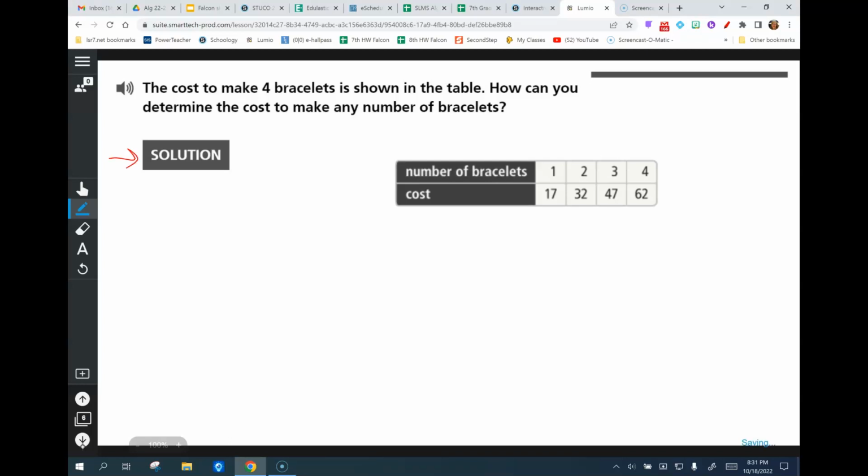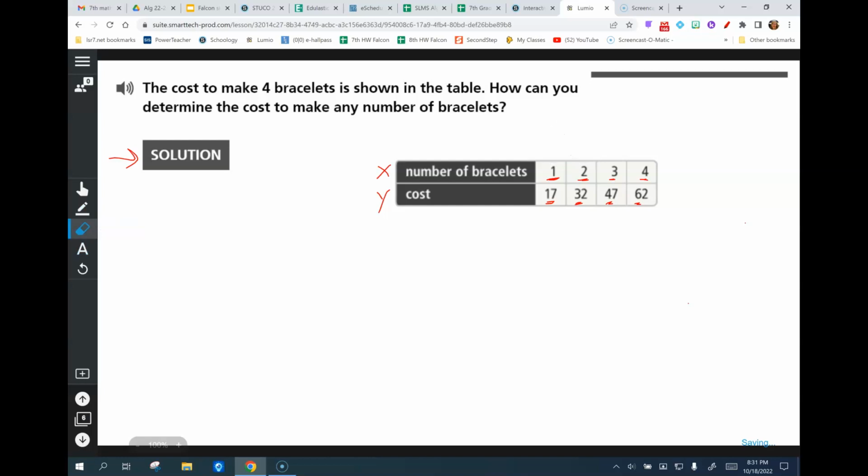The cost to make 4 bracelets is shown in the table. How can you determine the cost to make any number of bracelets? For 1 bracelet, it costs $17. 2 bracelets, $32. 3 bracelets, $47. 4 bracelets, $62, right? If we could just write this as an equation, what do you think these are? These are ordered pairs, and this is going to act like your x, and this is going to act like your y, right?